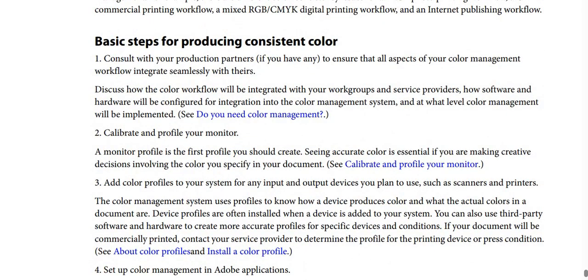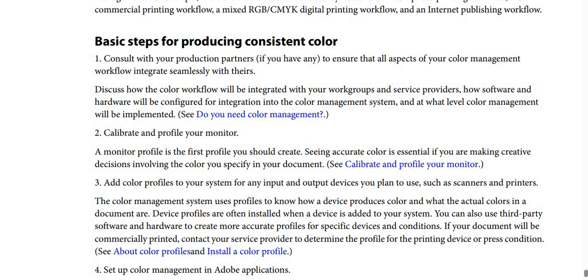The basic steps for producing consistent color. We have steps here now. The first step, consult with your production partners, if you have any, to ensure that all aspects of your color management workflow integrate seamlessly with theirs. After that, discuss how the color workflow will be integrated with your work groups and service providers, how software and hardware will be configured for integration into the color management system, and at what level color management will be implemented.